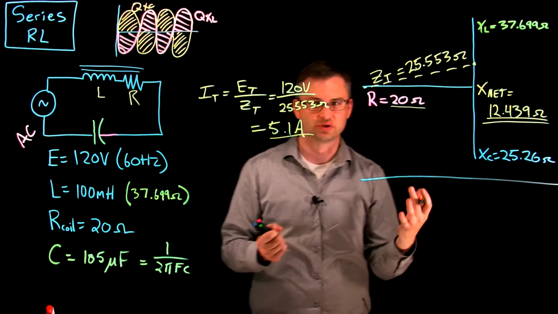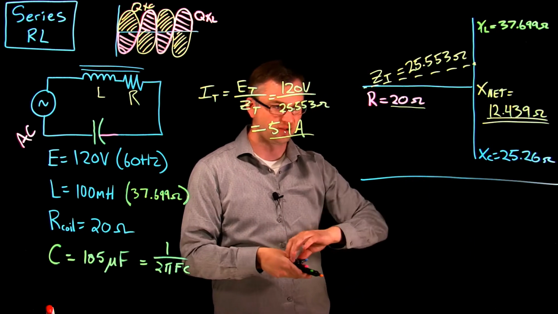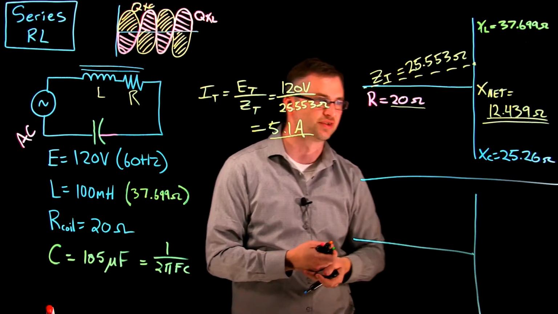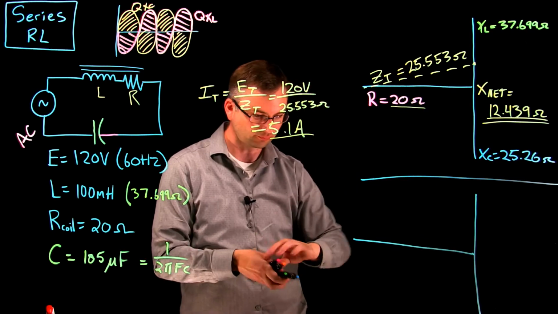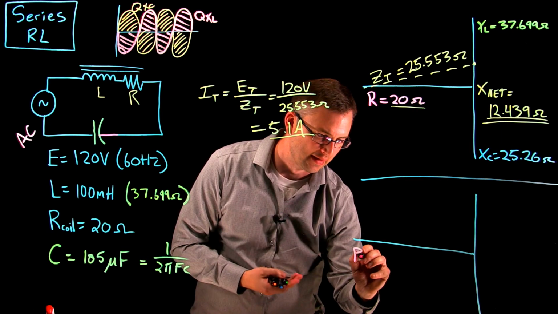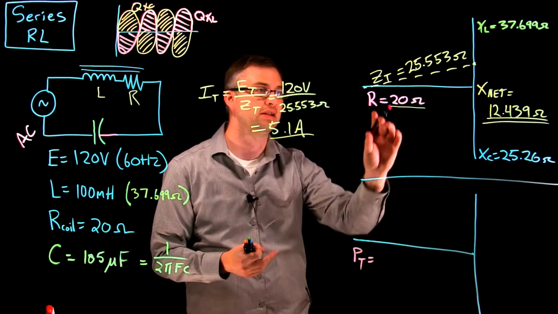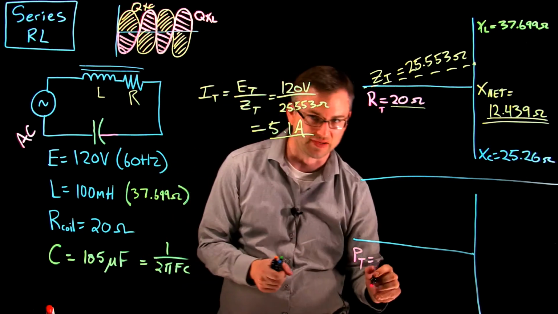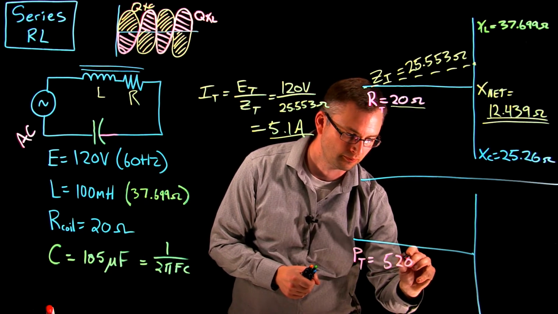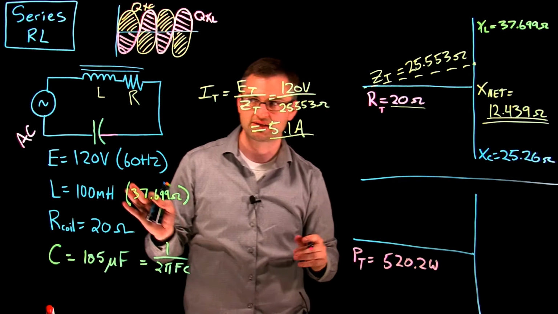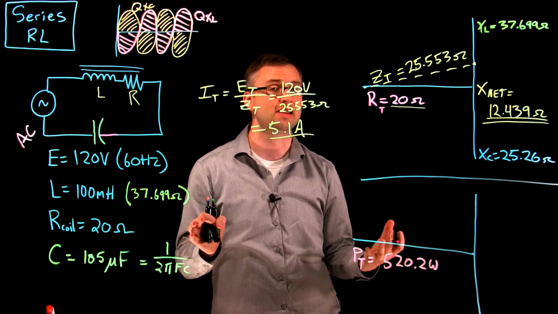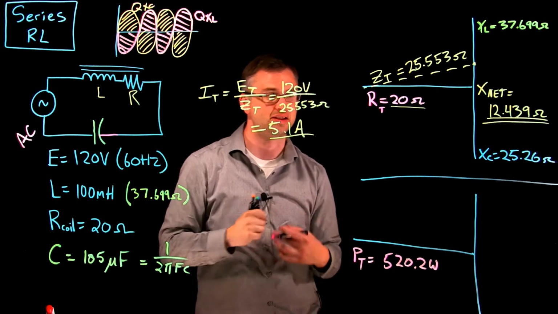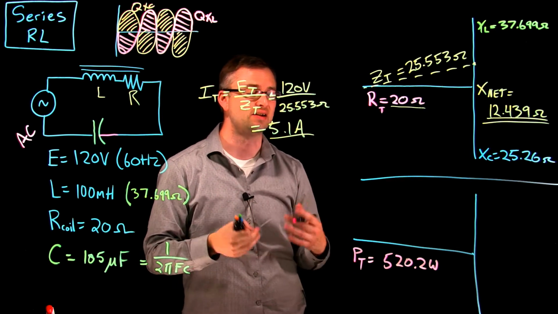All right, so we'll go ahead and do the power triangle or a power diagram, and we'll see the exact same thing. Power total is going to be I squared times R total, and that's our R total here of 20 ohms. So we get 520.2 watts in this circuit now. So we saw an increase in wattage as well after we added the cap, because current went up, and that is going to drive more watts out of that resistor.